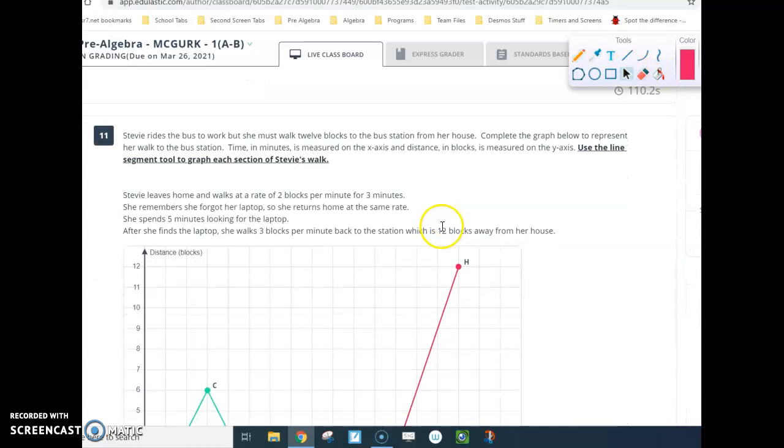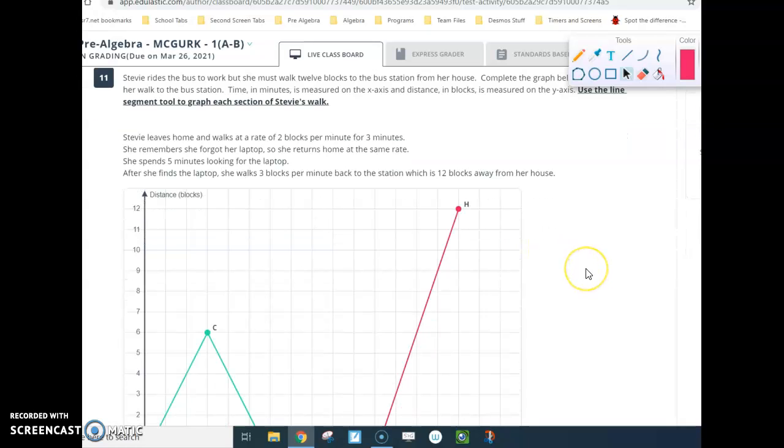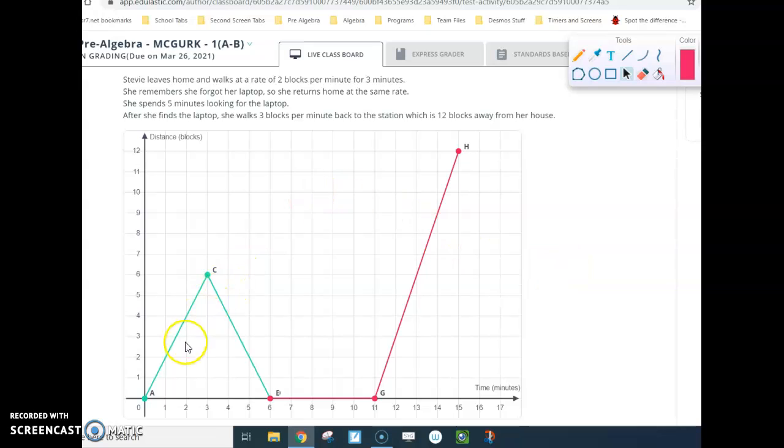Okay, on number 11, this is like the Delta Math that we did on Tuesday, so you can go in and practice some more of those. But it says Stevie leaves home and walks at a rate of 2 blocks per minute. So if you're looking here at Stevie's graph, she goes 2 blocks every minute. So here's 2 blocks for the first minute, and then she does it again, 2 blocks for the second minute, and 2 blocks again. So she does that 3 different times to get up here to where she's headed.